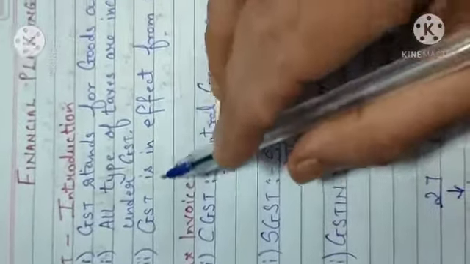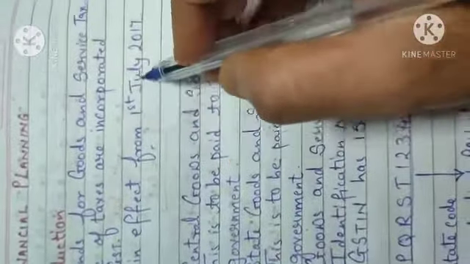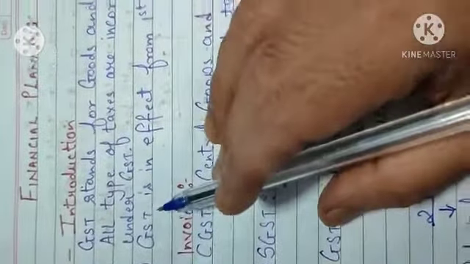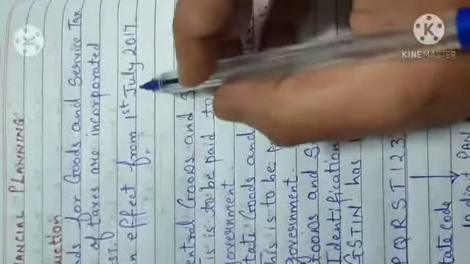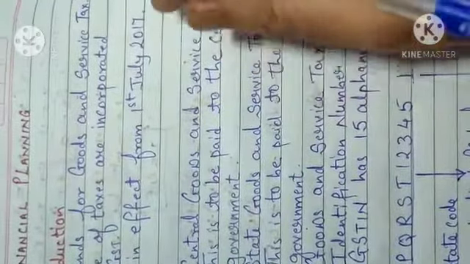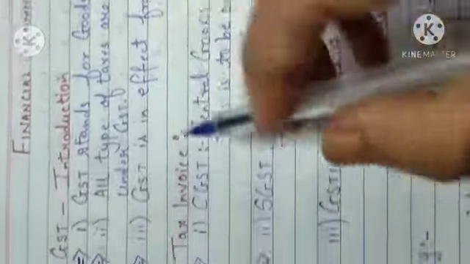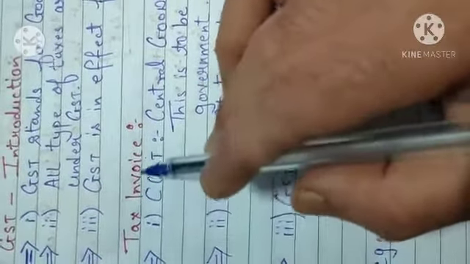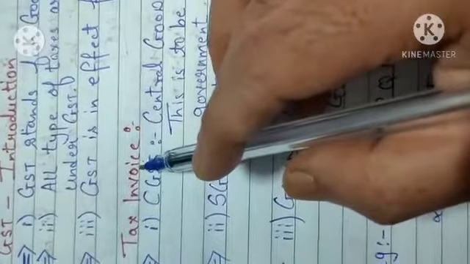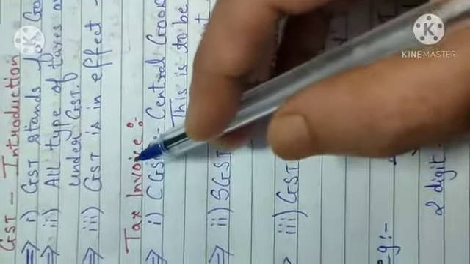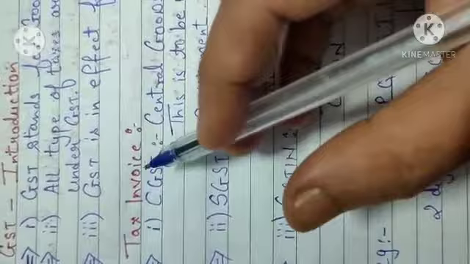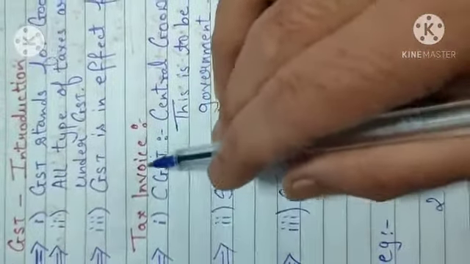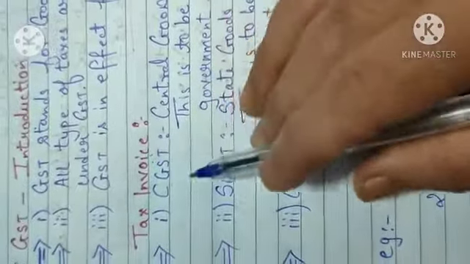Third, GST is in effect from 1st July 2017. So GST in India came into effect from 1st of July 2017. Next is tax invoice. Tax invoice means what? Whenever you go to the shop or to the retailer to purchase goods, they give you a bill. In that all taxes are mentioned. So that is called a tax invoice.